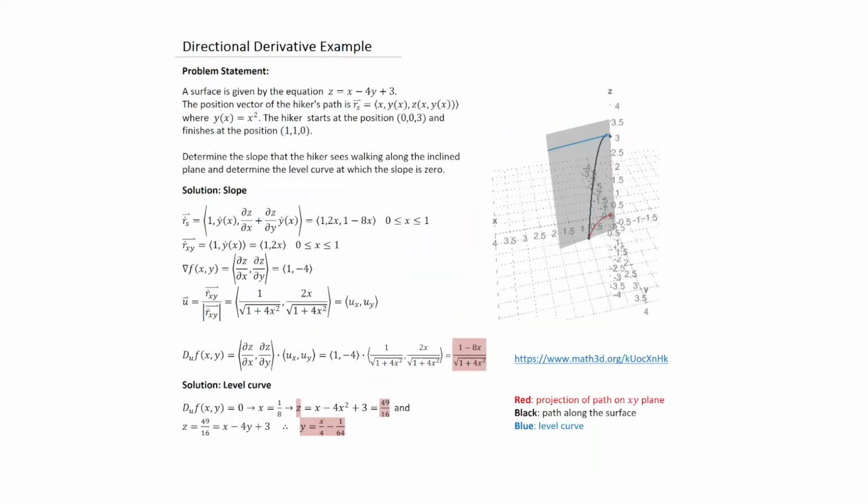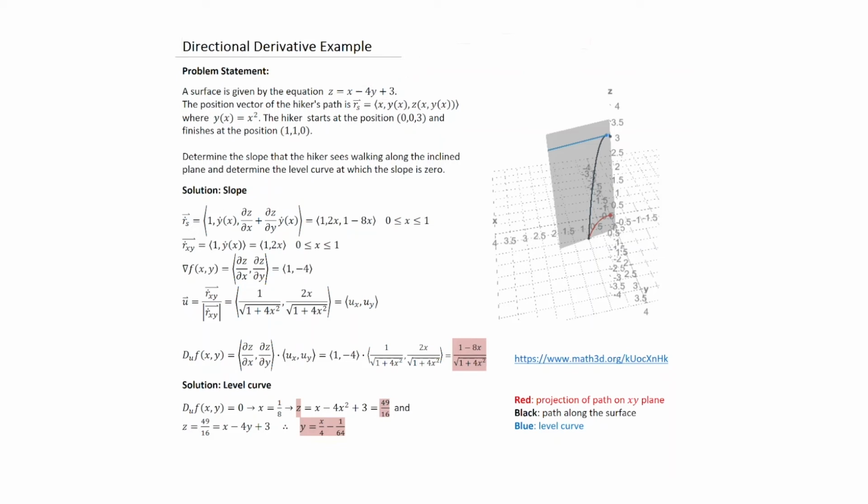Right, we'll also do a directional derivative example. And the problem statement here is that a surface is given by this equation, which is the equation of a plane. And it's basically this grayish area that you see here, and you can access that at this particular URL. And the position vector of the hiker's path, we'll put it in explicit form, is x, y of x, z of x, y of x. And the path taken on the xy plane is y of x equals x squared. The hiker starts at the position 0, 0, 3 and finishes at the position 1, 1, 0. So as far as the x is concerned, because that's the variable that's changing, x goes from 0 to 1.